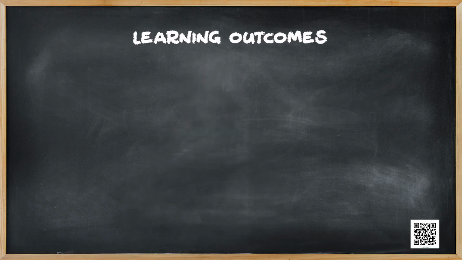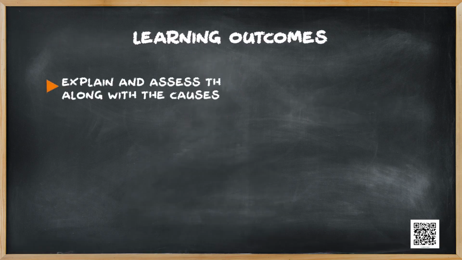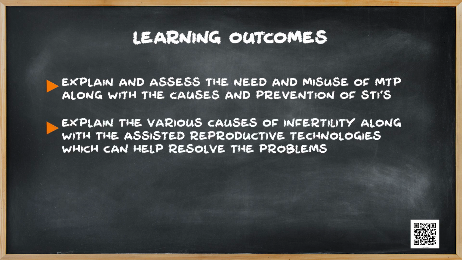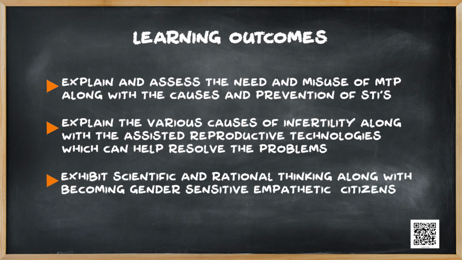At the end of this class, learners will explain and assess the need and misuse of medical termination of pregnancy, along with the causes and prevention of sexually transmitted infections. Explain the various causes of infertility, along with the assisted reproductive technologies which can help resolve the problems. Exhibit scientific and rational thinking, along with becoming gender-sensitive, empathetic citizens.